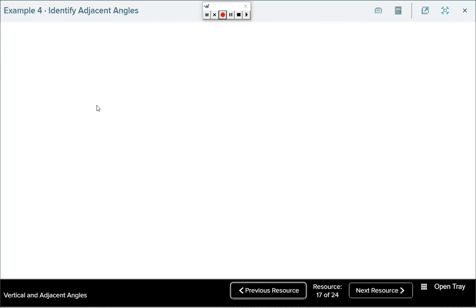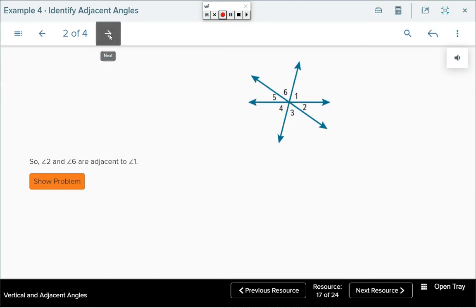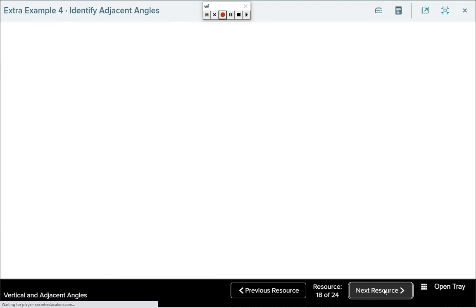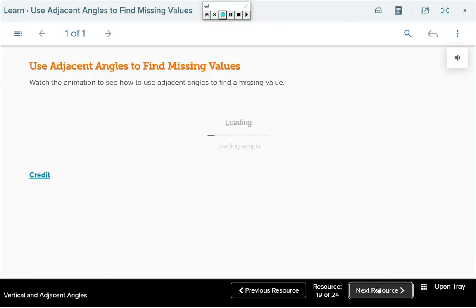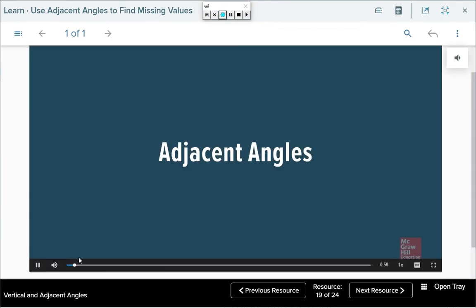Sorry. I want to go back to that. All right, let's go to the next. When I use adjacent angles to find a missing value, it's the same kind of thing, except they don't equal each other like they do on vertical angles. So we can watch this little short video real quick.